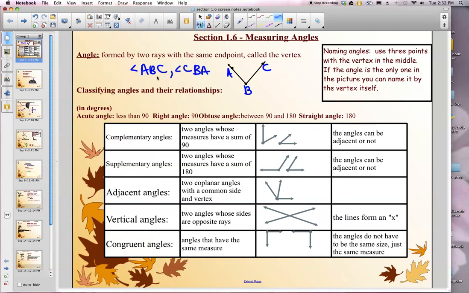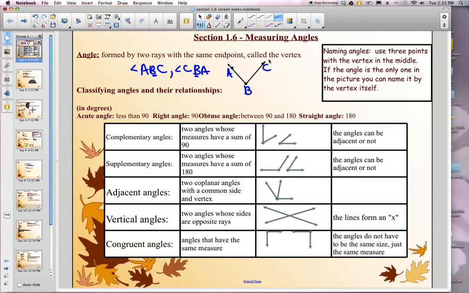One thing that you'll notice is that B is the center in both of those names. That's because the vertex has to be the middle letter. Okay, order counts in an angle. So if you say CBA, it's the angle that starts at C, goes through B, on its way to A. If you say ABC, it's the angle that starts at A, goes through B, on its way to C. So B has to be the middle letter when you name it.